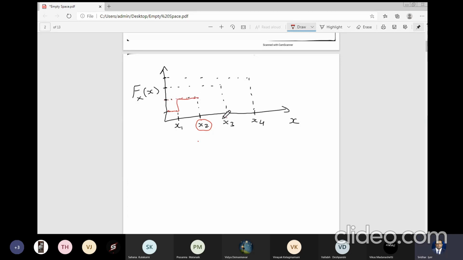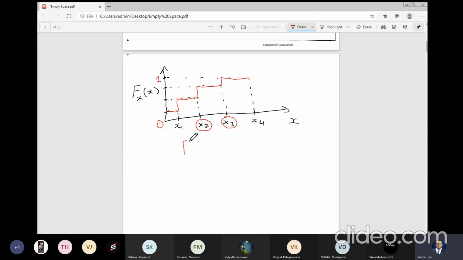Similarly, when I reach x3, the value at x3 is not only the value at x3, it is the previous values, that is x1 and x2. So I get that. And then finally at x4, the same thing happens. And since we are dealing with probability, the y-axis is between 0 and 1, right? So now you can view here how this CDF is helpful.